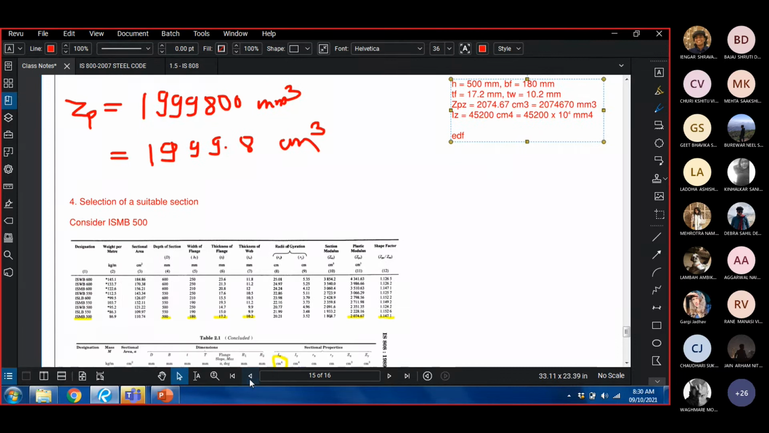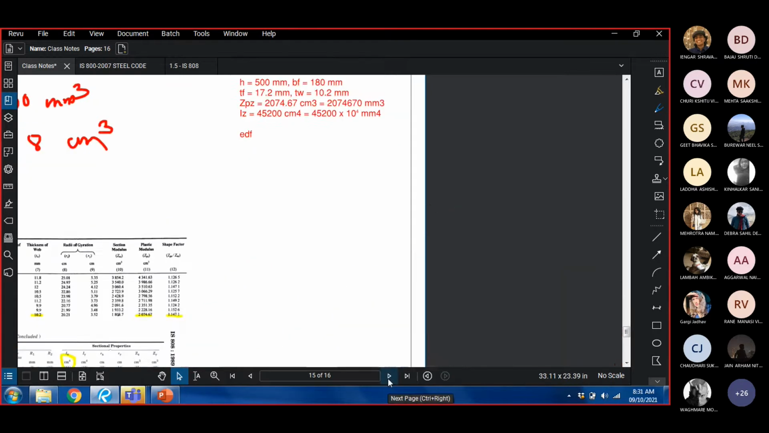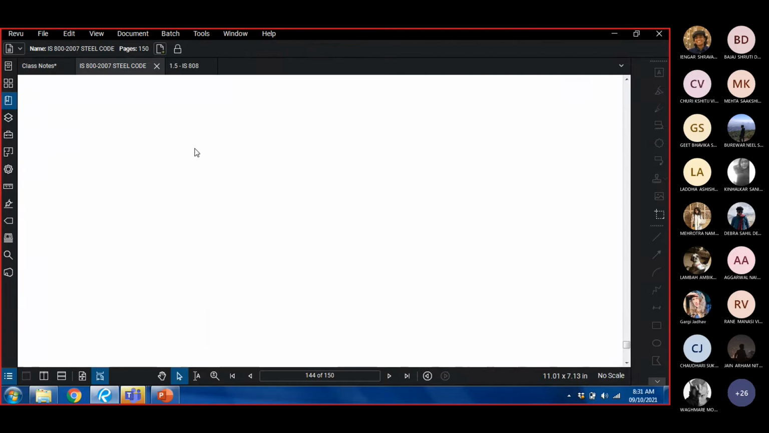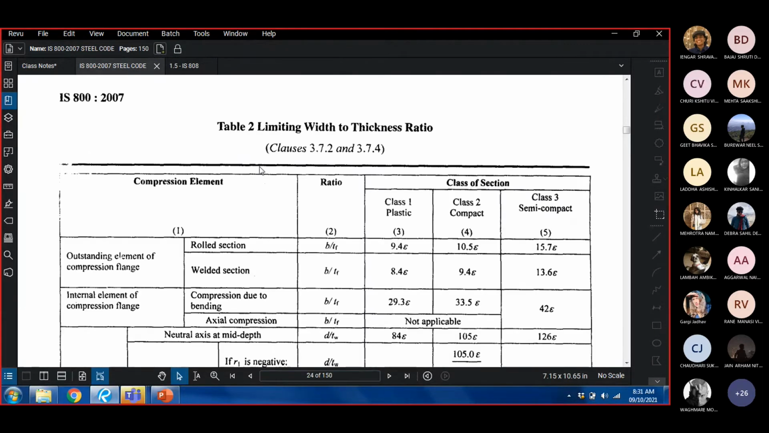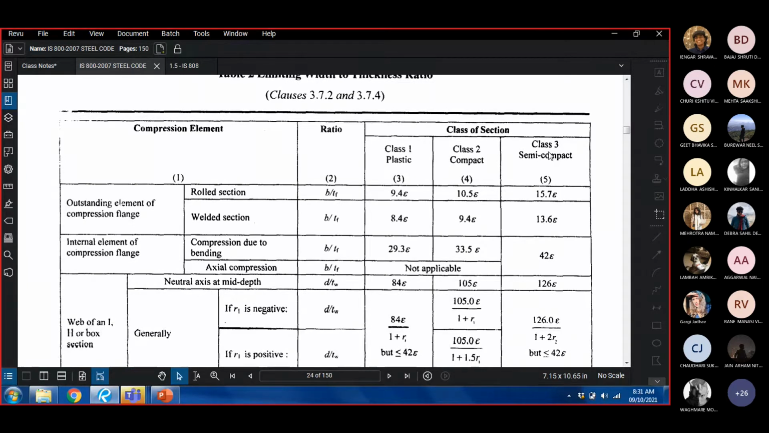So we started with an assumption that the section is either plastic or it is compact. Now we just have to, as a small step, prove our assumption or just make sure our assumption is correct. So what we have to do is classify the section. For doing so, we have said it multiple times that there's a table in the IS code that helps us classify our section. So this is our table 2, that helps us classify the section as plastic, compact, or semi-compact.